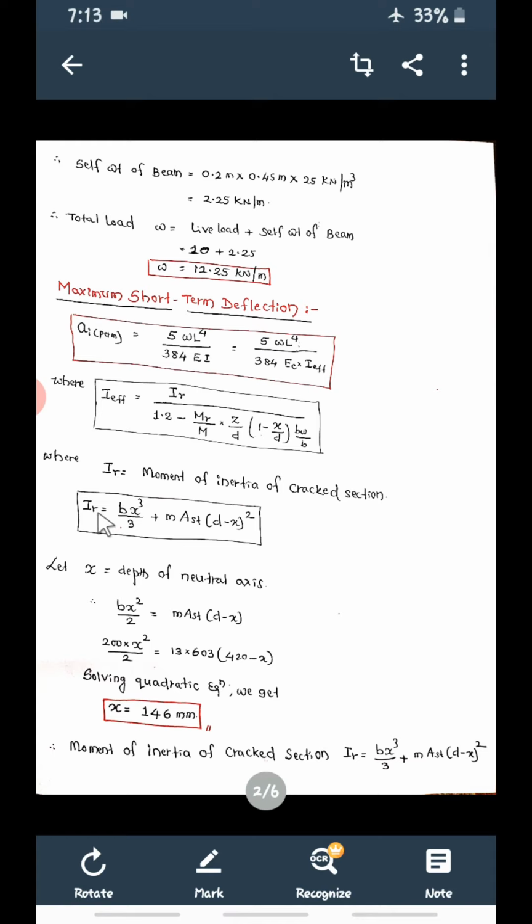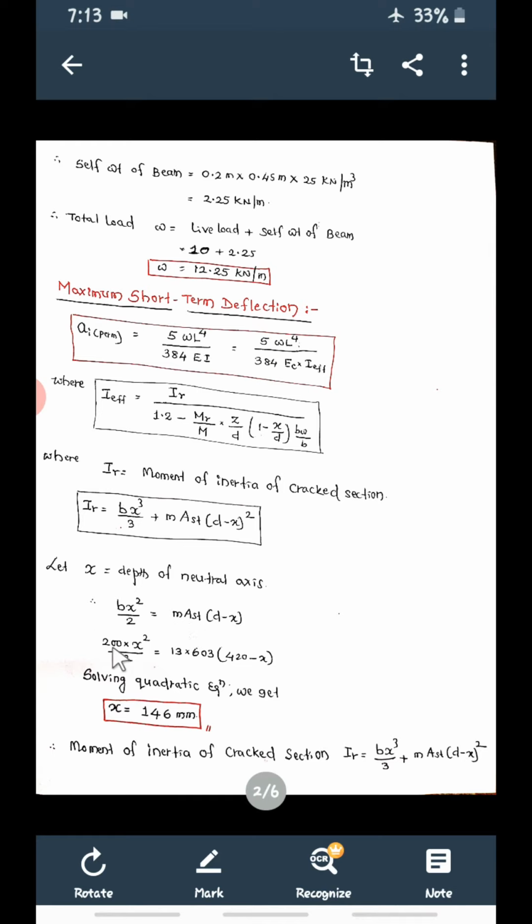So IR will be calculated like this: Bx cube by 3 plus m AST into (D minus X) whole square. Again, to calculate IR, first calculate X. B is known, m is known, AST is known. You have to calculate X. What is X? X is the depth of neutral axis. That is calculated as Bx square by 2 equals m AST into (D minus X).